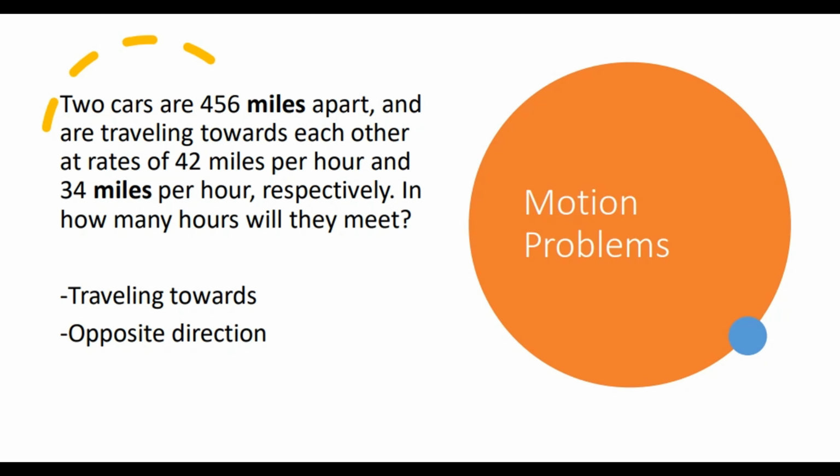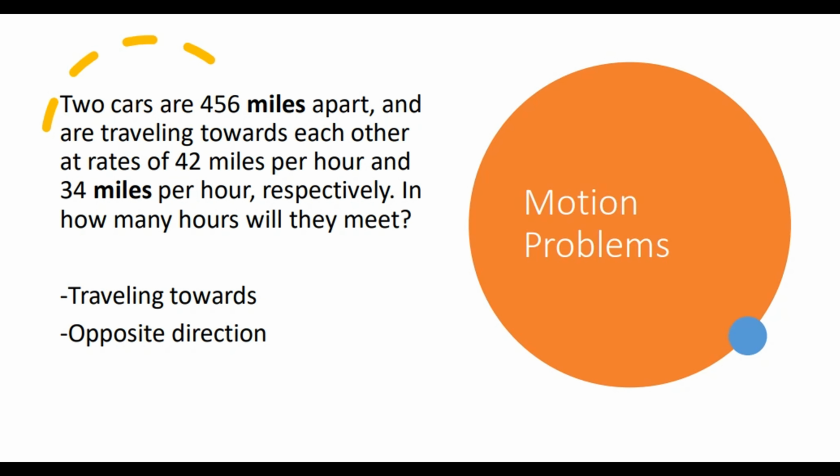Motion problems. For this example, the problem is: two cars are 456 miles apart and are traveling towards each other at rates of 42 miles per hour and 34 miles per hour, respectively. In how many hours will they meet? For solving problems in motion, we need to take into consideration the words "traveling towards" and "opposite direction," since those words or statements can affect our equation.